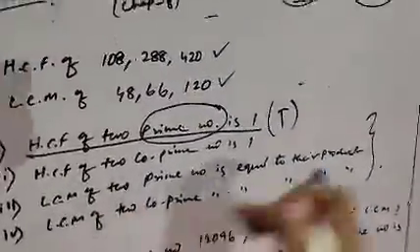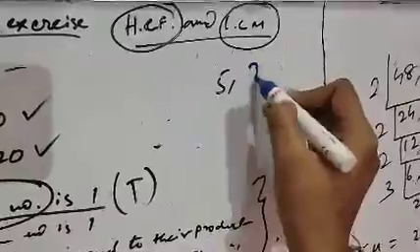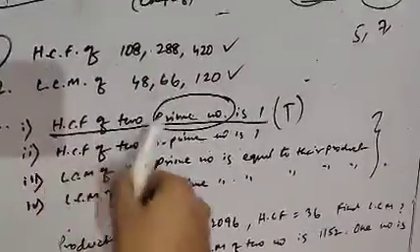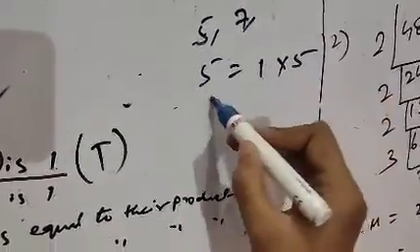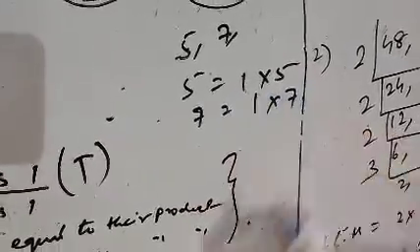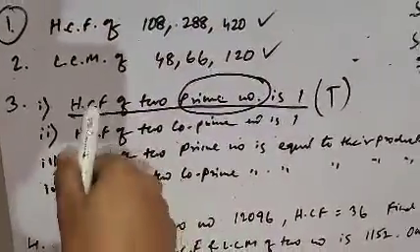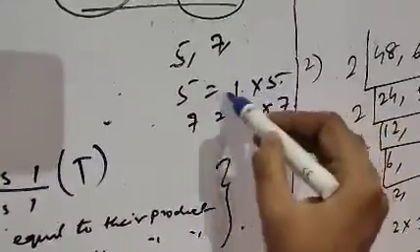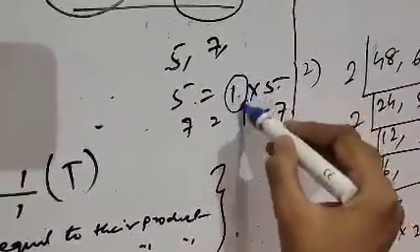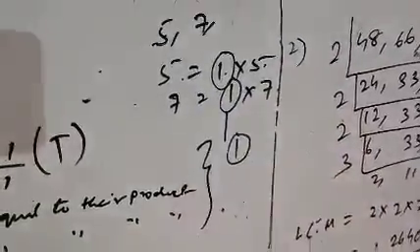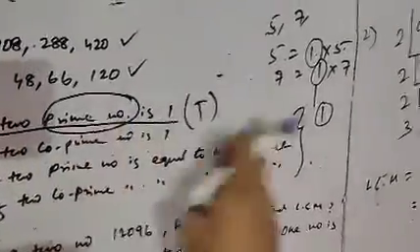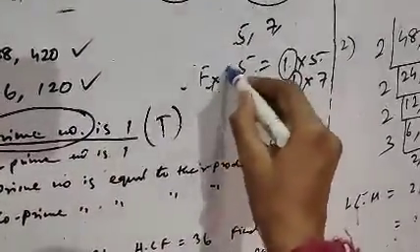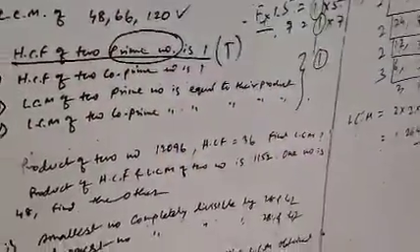Why? Because suppose 2 prime numbers are 5 and 7. We have to find out the HCF of 2 prime numbers. So 5 and 7, the factor of 5 will be 1 into 5 and factor of 7 will be 1 into 7. So HCF is highest common factor. The common number between 5 and 7 is 1. So this is the highest common factor between 5 and 7. So HCF of two prime numbers is 1. This is an example. So the statement is true. Clear? Okay.